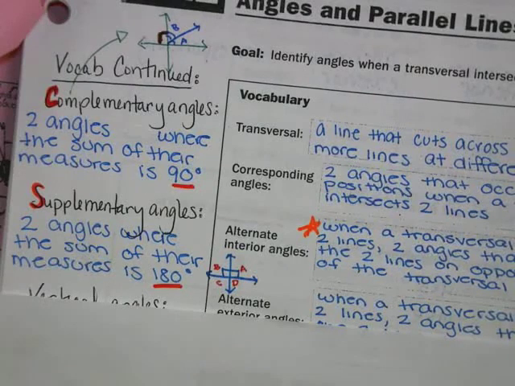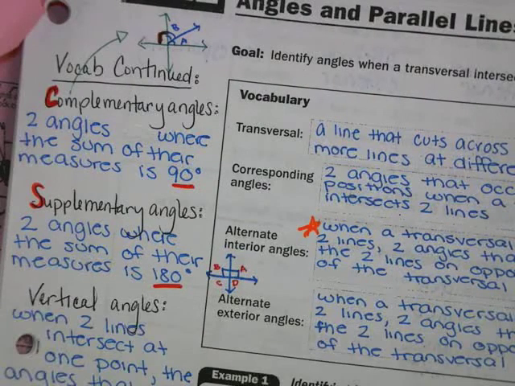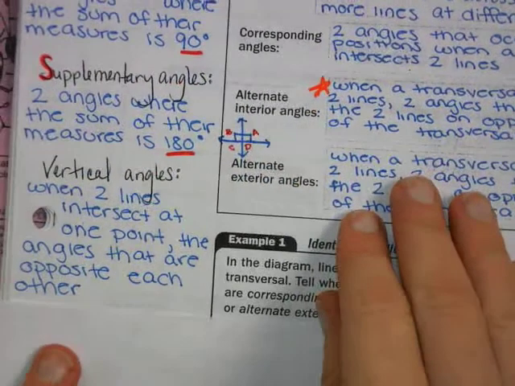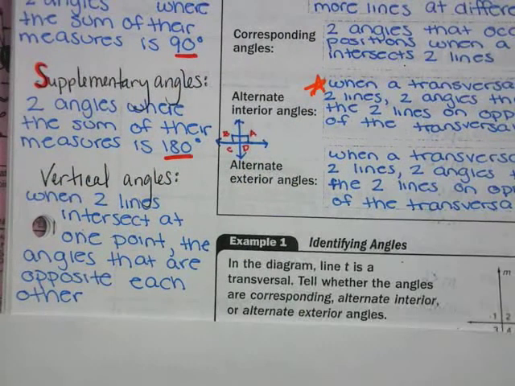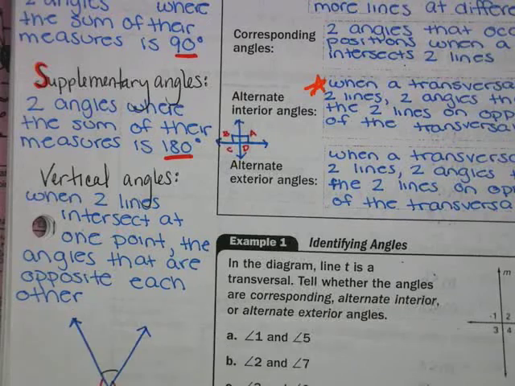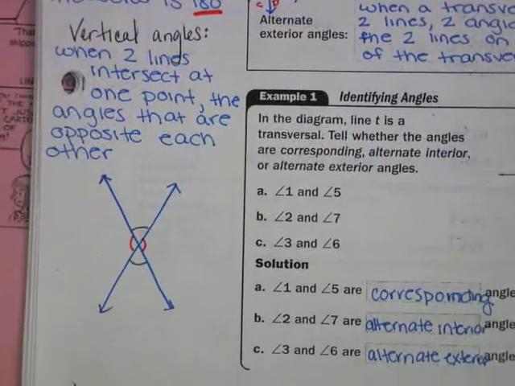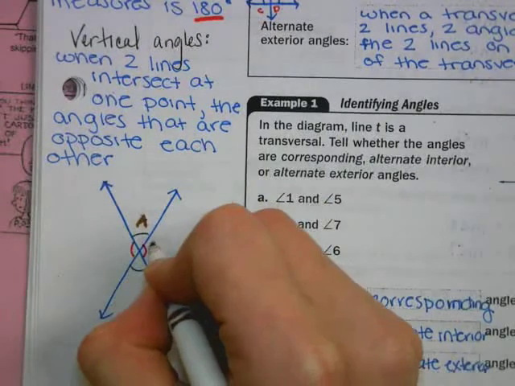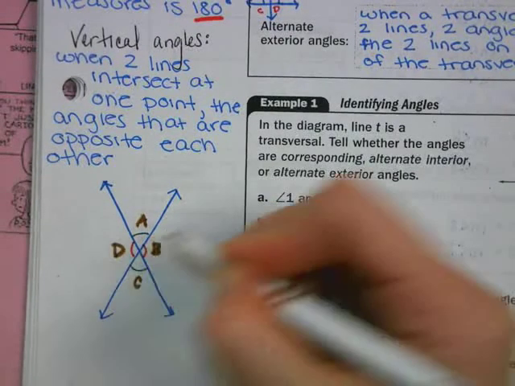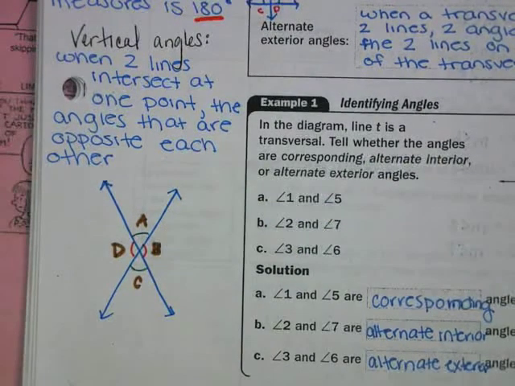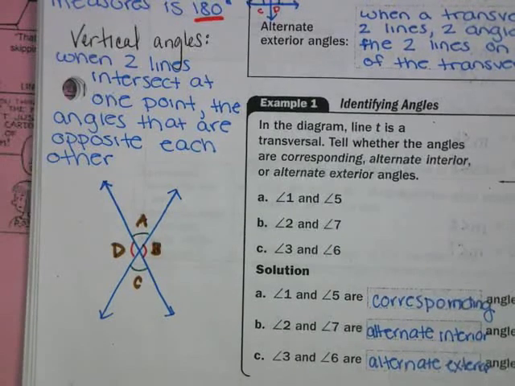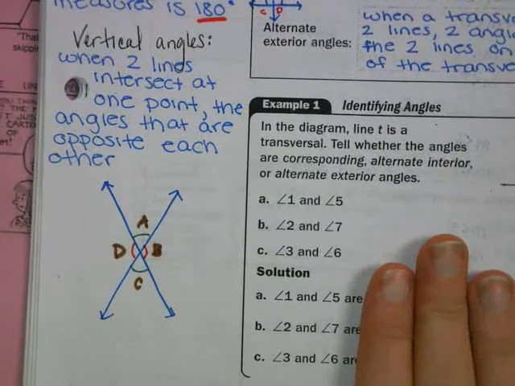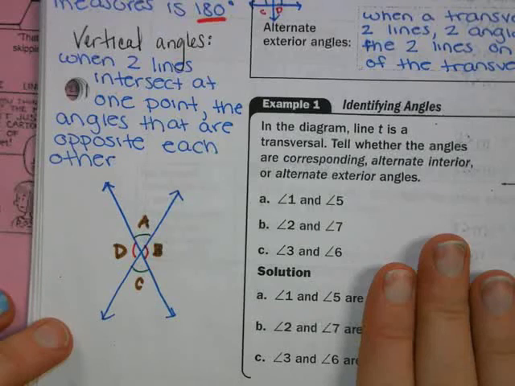The last vocab we have are vertical angles. When two lines intersect at one point, the angles that are opposite of each other are vertical angles. So draw yourself a picture. If I label these A, B, C, and D, A and C are vertical angles, and B and D are vertical angles.